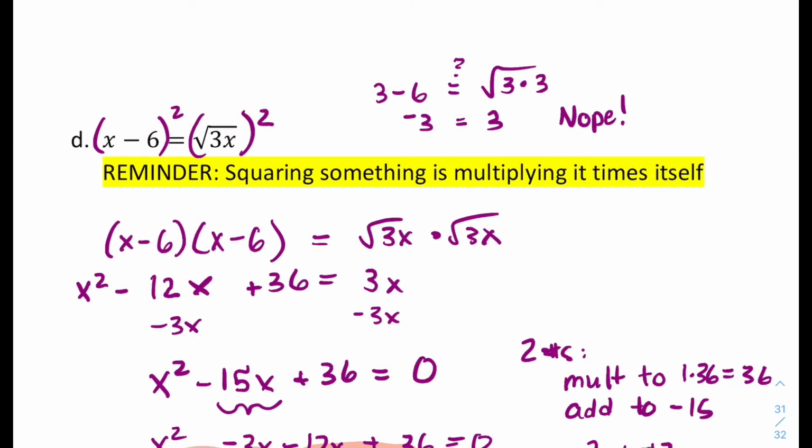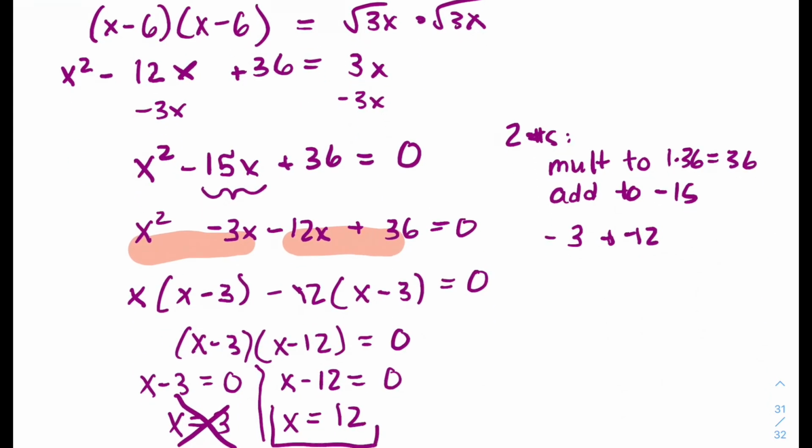So that's no. If we do 12, we've got 12 minus 6, see if that's equal to the square root of 36. That is +6, which is equal to the square root of 36. So one of those values worked, 12, the other did not.